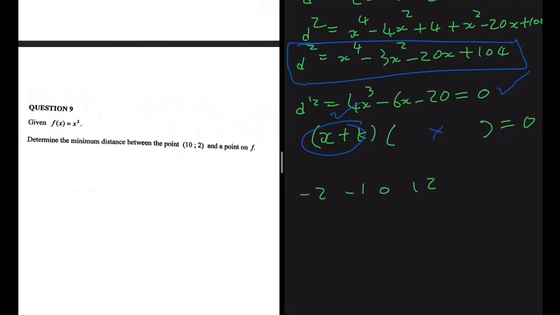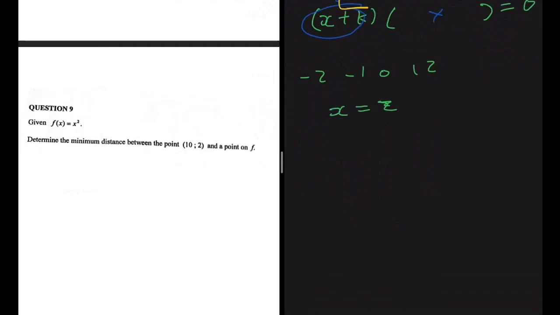And then when I try 2, I get 0, right? So I know that when x is equal to 2, this equation holds, right? 4x^3 minus 6x minus 20 will be equal to 0 when x is equal to 2. So when x is equal to 2, that's exactly where we have our minimum, right?